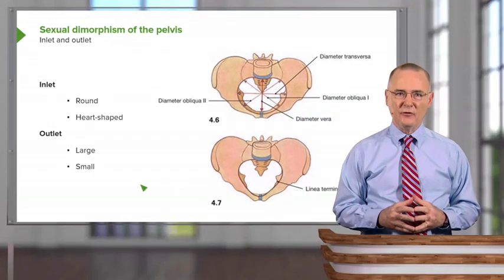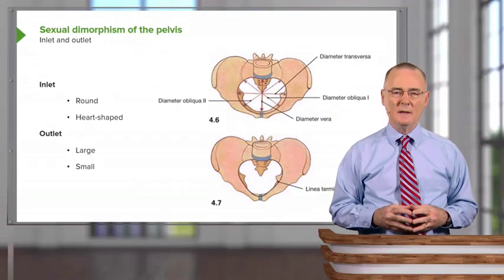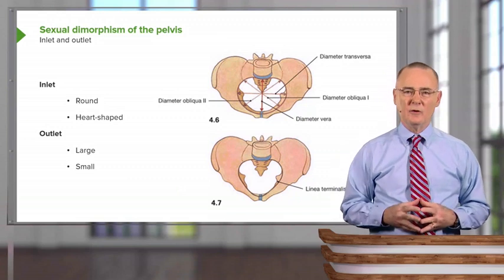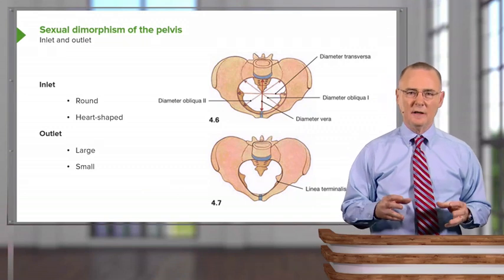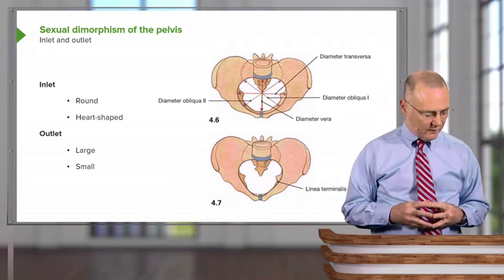And the purposes of the sexual dimorphism relates to childbearing. A woman needs a larger inlet and a larger outlet for the birth of a child.